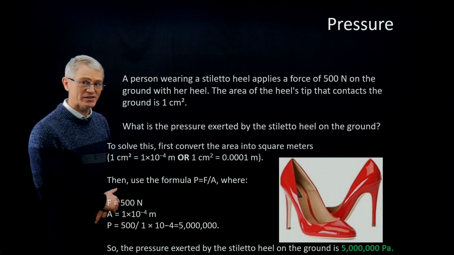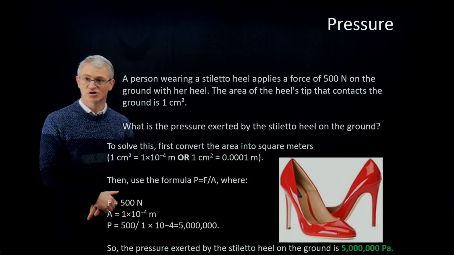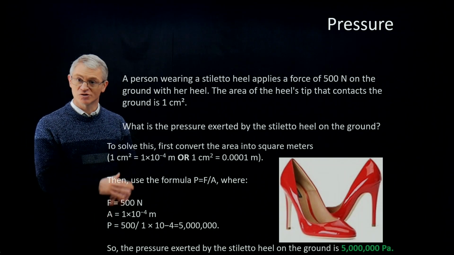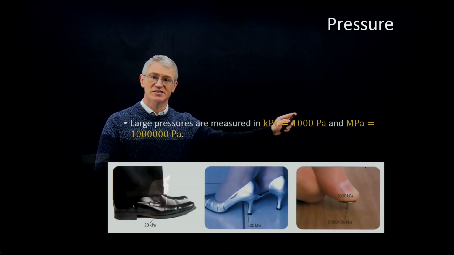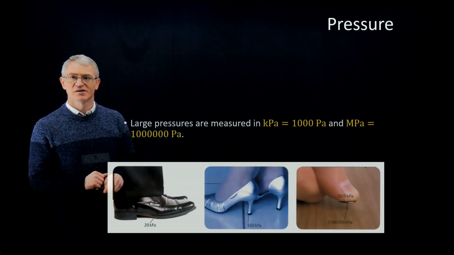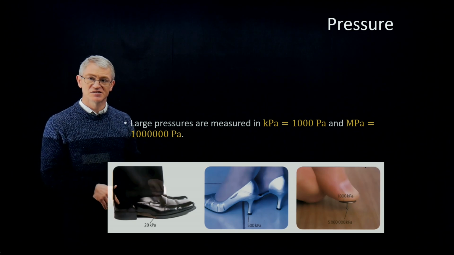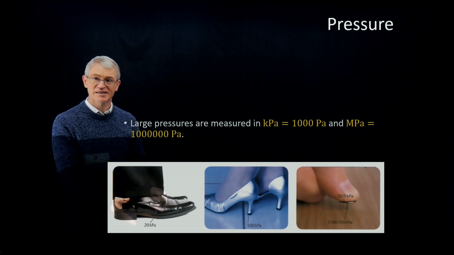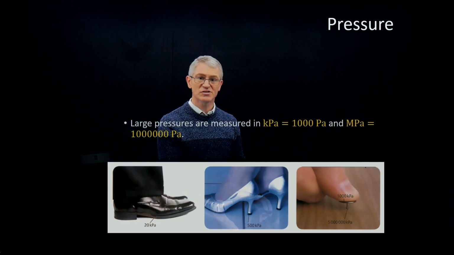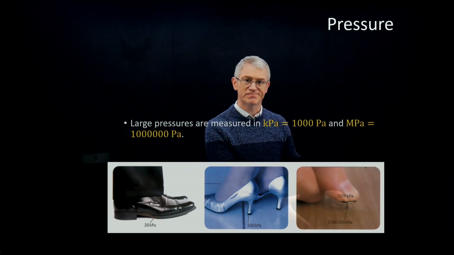That's a lot of pressure. That's why when you walk on soft ground, it's not good wearing stilettos. You're better off wearing wide shoes, or if you're in the snow, wear snowshoes because of the big area. Now, large pressures are measured in kilopascals. Kilopascals is 1,000 pascals, and it can even go up to megapascals as well. In these examples you see 20 kilopascals, so 20,000 pascals, 500 kilopascals here, and then 5 million here on this one.